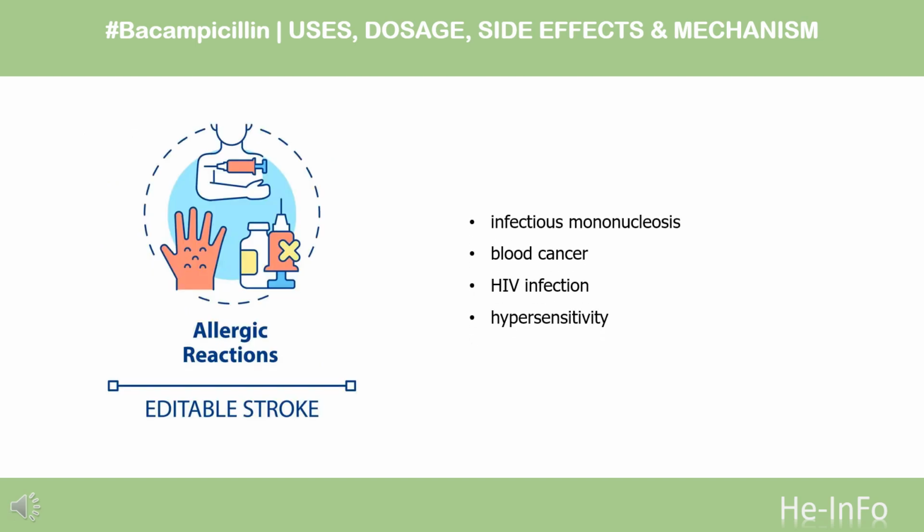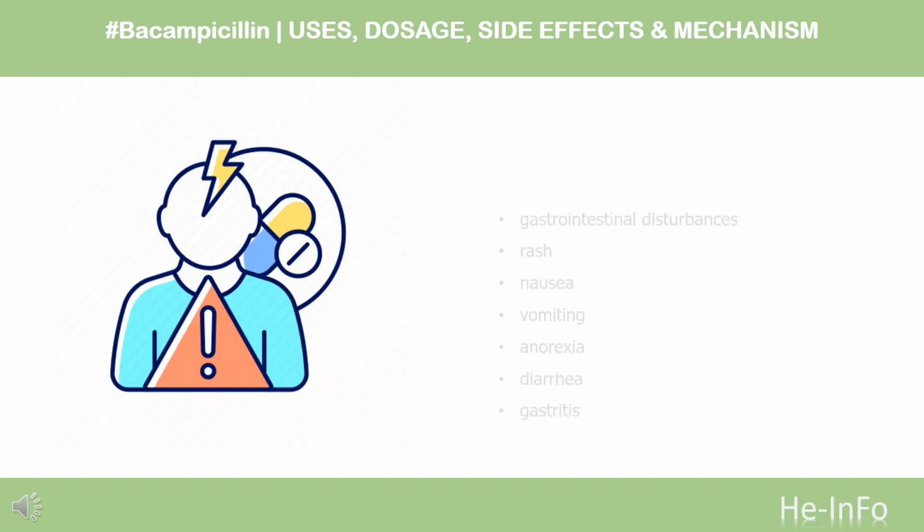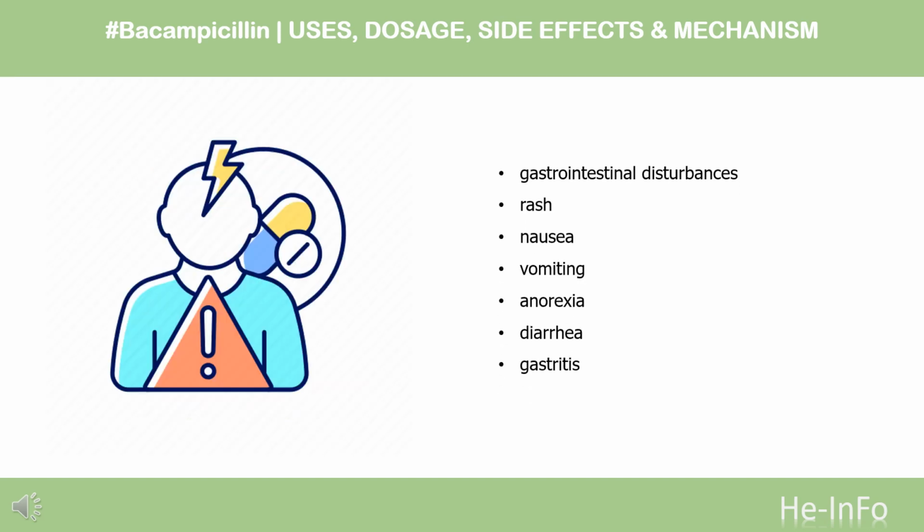Contraindication. Contraindicated in patients with infectious mononucleosis, blood cancer, HIV infection, and hypersensitivity. Side effects. Bacampicillin use is associated with gastrointestinal disturbances, rash, and hypersensitivity reactions. Gastrointestinal effects include nausea, vomiting, anorexia, diarrhea, and gastritis.